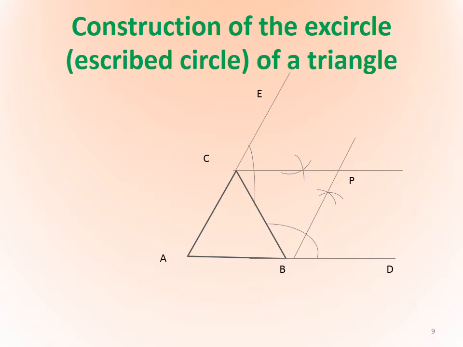Construct a perpendicular from P to BC. Draw the arcs on BC and again draw two intersecting arcs here and draw the straight line. Name the foot of the perpendicular as Q. Taking P as the center, draw the circle with radius PQ.